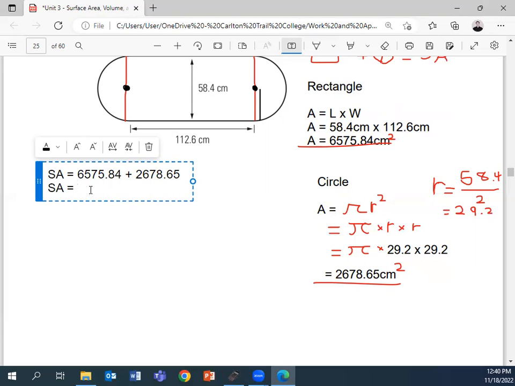Surface area equals. And if I add those up, right, this is centimeters squared. I'll put the squared in a second. 6,575.84 plus 2,678.65 equals 9,254.49 centimeters squared.